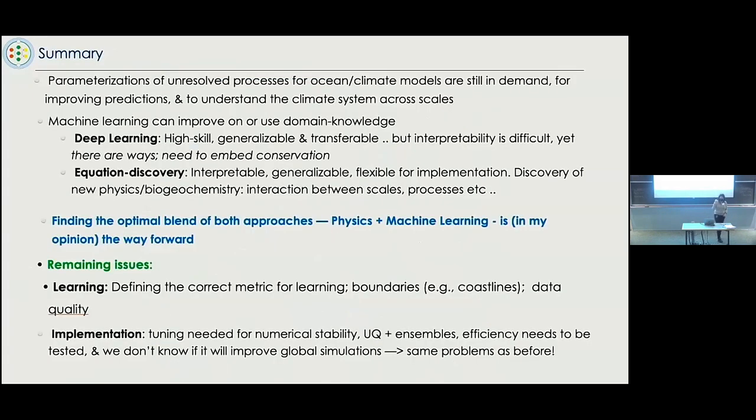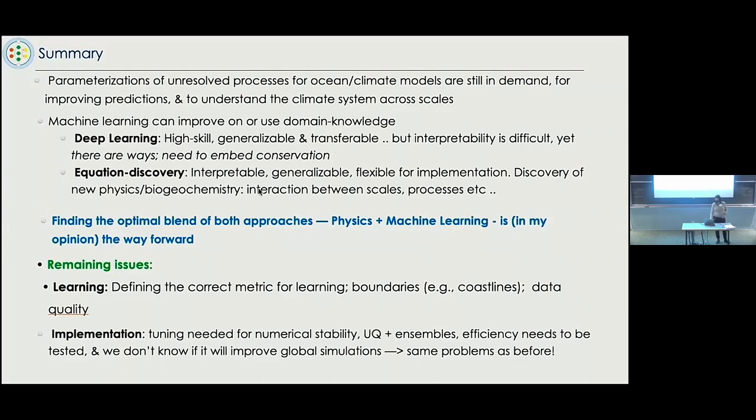Okay, so this is my summary. Hopefully there's more time for questions. We're still going to need closures and parameterizations for subgrid scale processes, no matter what we do, also to understand how different scales interact with one another. So we do think ML can help improve on domain knowledge, or at least complement it. Deep learning can have very high skill, and it's generalizable, maybe transferable, but interpretability is hard. But again, we saw different ways where we can go after the interpretability.